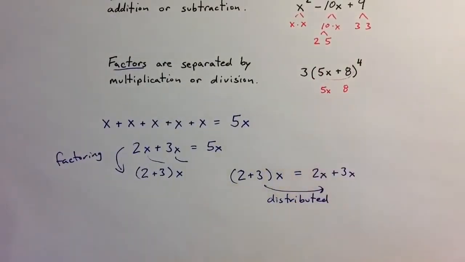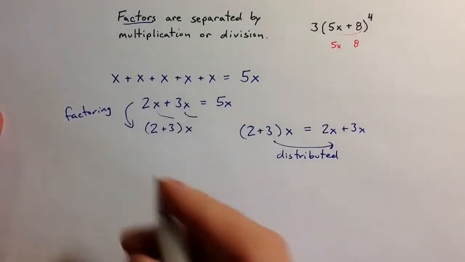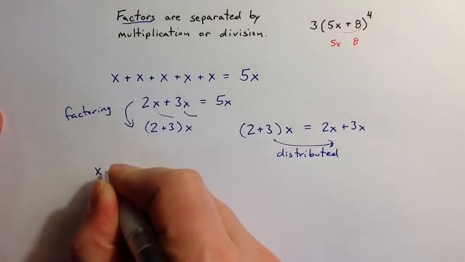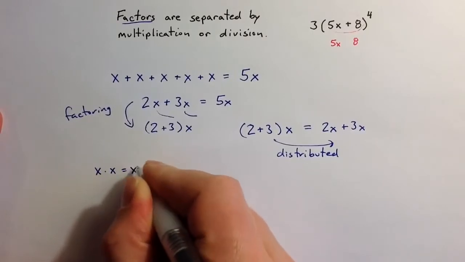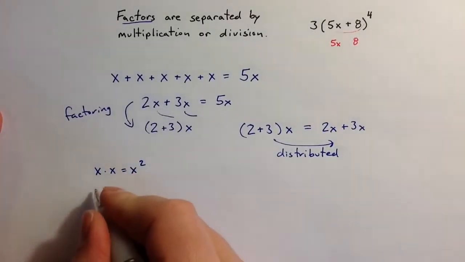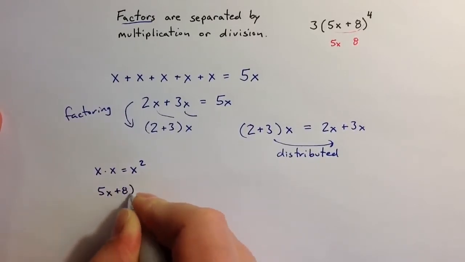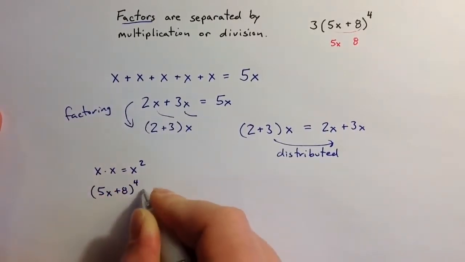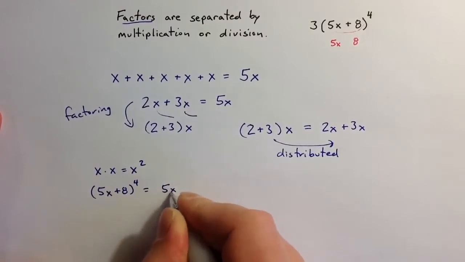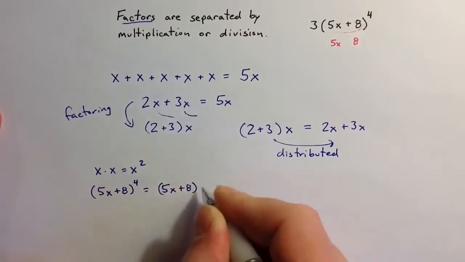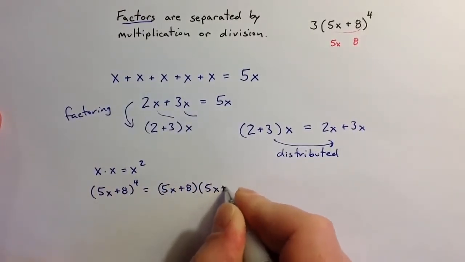Exponents are a summary of multiplication. I mentioned just a moment ago that x times x, I can write as x squared. In a similar way, the expression 5x plus 8 to the 4th power means 5x plus 8 times 5x plus 8, 4 times.